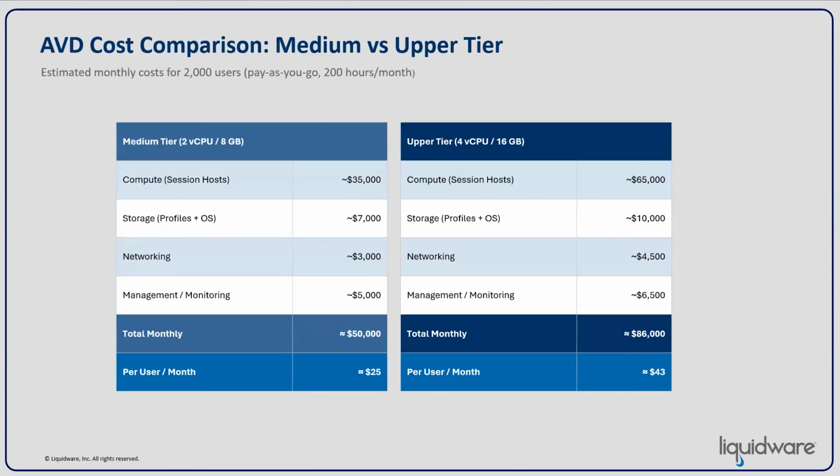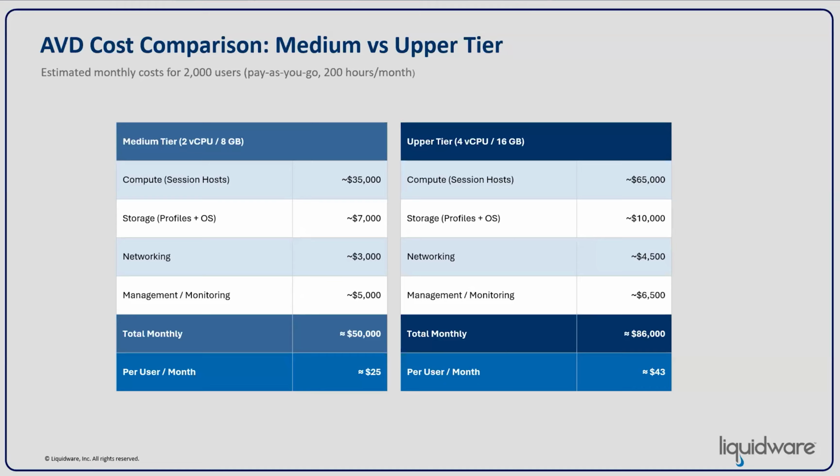Moving on, just to say why this is really important, this is a basic comparison between the medium and upper tier on AVD. If you look at compute, it's $35,000. On the upper tier, it's $65,000. That's a pretty big gap, and you can see the same across all of that. So the total difference is about $36,000. This is why we're going through this today: if this is incorrect, it can cause a lot of performance pain in terms of productivity of users, but also a lot of costs. And that's what Thomas is going to get into in a minute.